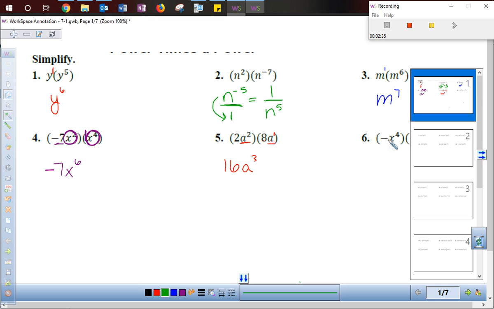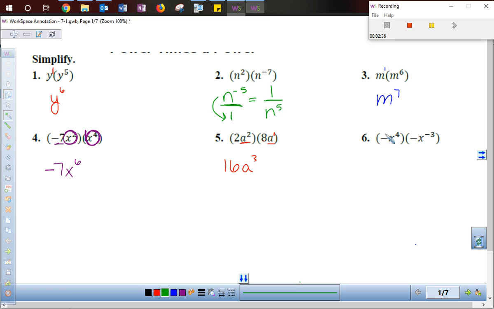On number 6, I have a coefficient of negative 1 and another coefficient of negative 1. So a negative 1 times a negative 1 gives me a positive 1. Then I can take my variables. I have an x to the 4th times an x to the negative 3rd. I can add those exponents, and 4 plus negative 3 gives me x to the positive 1st. So 1 x to the positive 1st really just gives me an answer of x.